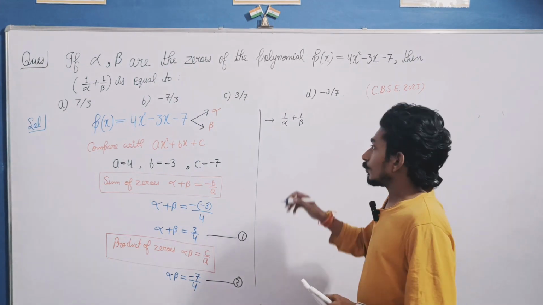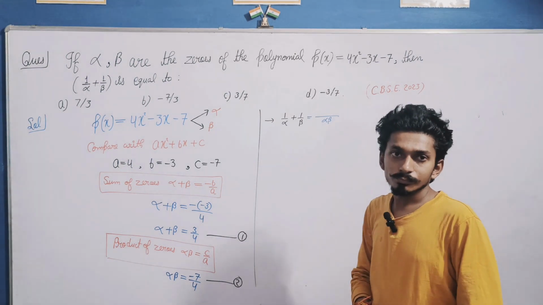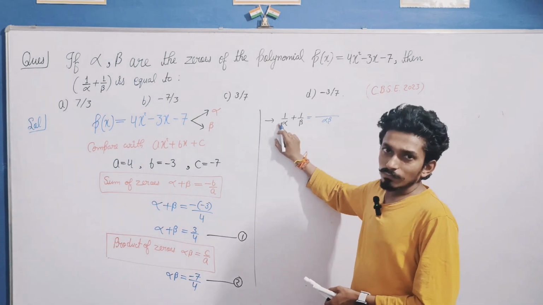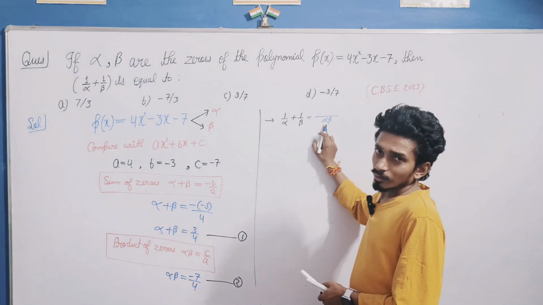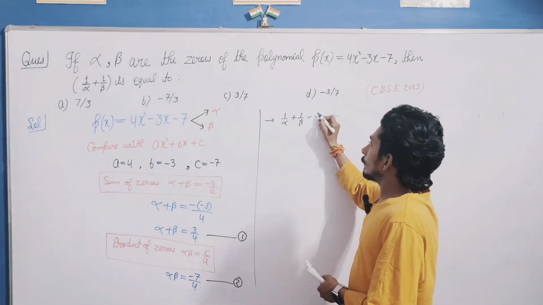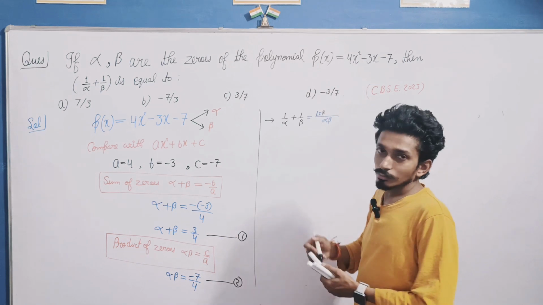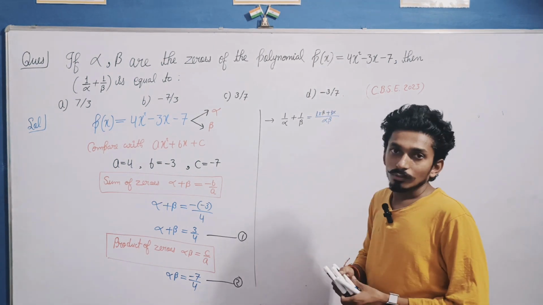So here we take the LCM, that is alpha beta. Now we divide our LCM by the denominator of the first fraction. Alpha beta divided by alpha. So alpha is cancelled by this alpha, and we multiply 1 with this beta. After that we can write plus 1 into.